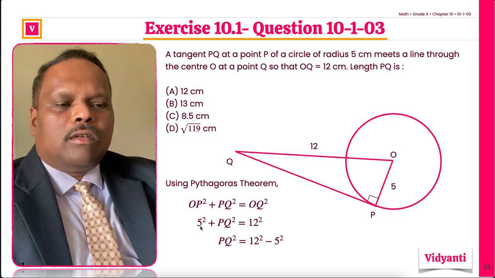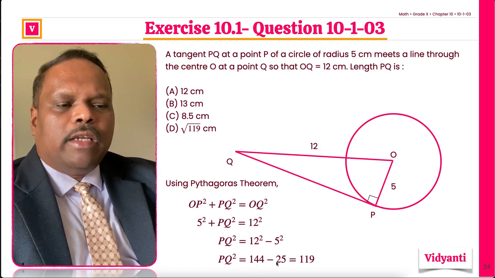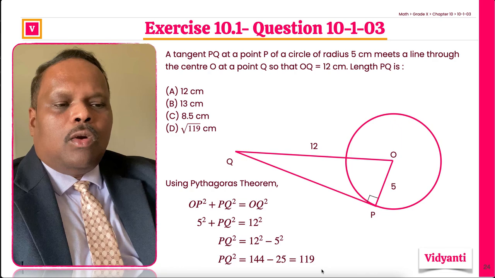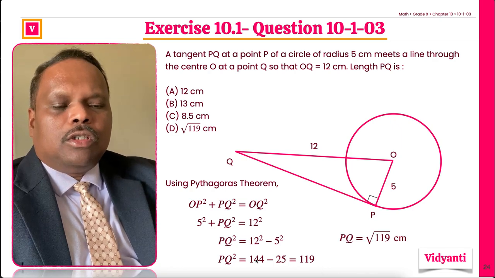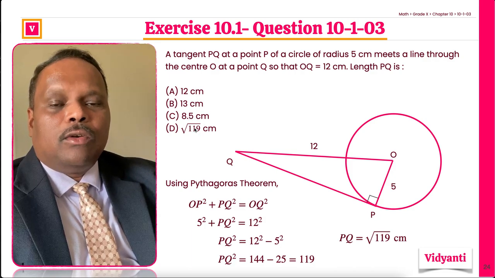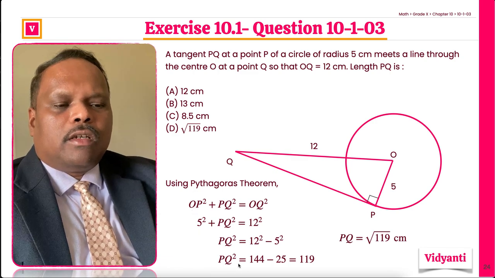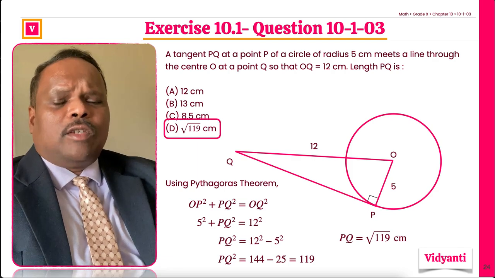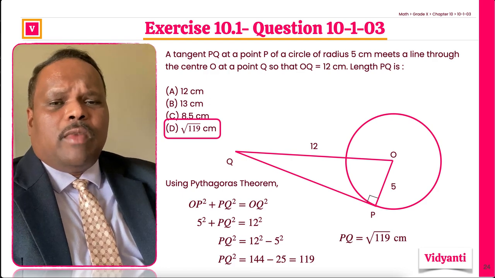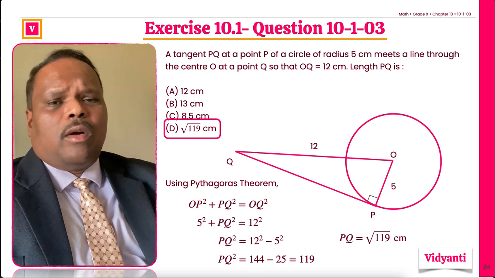Let's take 5 square on the other side. 144 minus 25, that comes out to be 119. So remember, this is PQ square. They can give you, just to confuse you, both answers, 119 and root of 119. People take it as it is, that's wrong. You have to take square root of both sides. So PQ is square root of 119 centimeter, and that's going to be your final answer. You can have some multiple choice questions, short answers, fill in the blanks, something like that from such chapters.